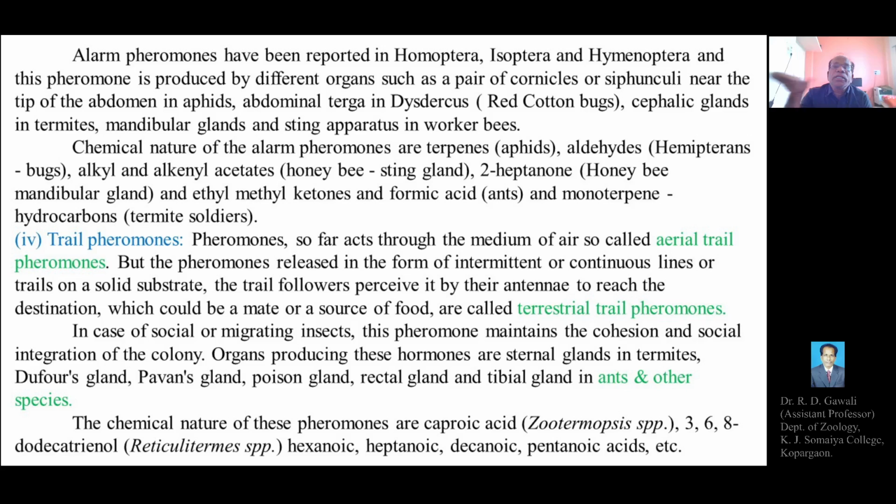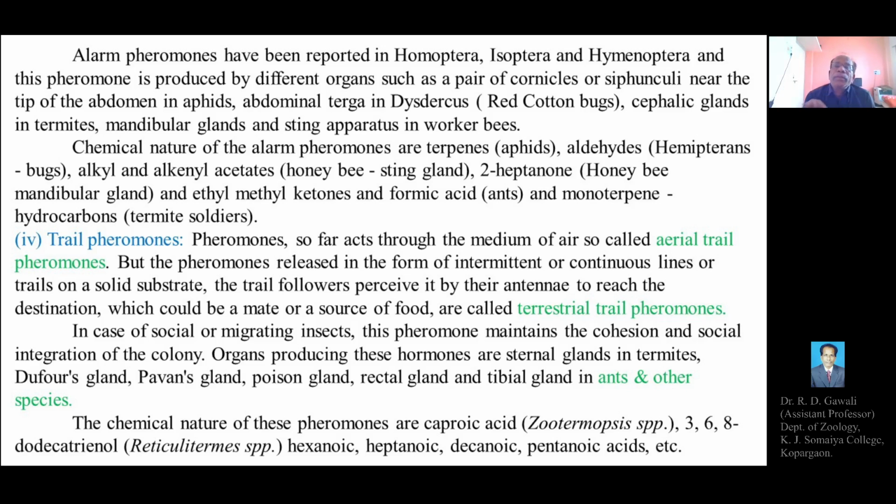trails on the solid substrate. The trail followers pursue it by their antennae to reach the destination, which could be a mate or a source of food, and are called terrestrial trail pheromones. So there are certain insects which release trail pheromones on the substrate in the form of spots or in the form of a continuous line.